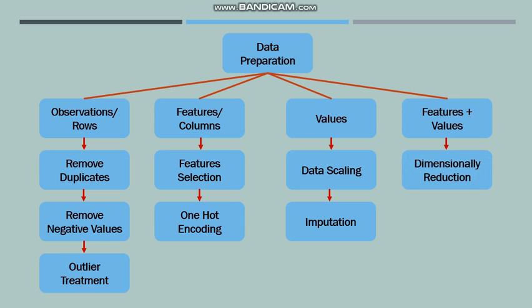Next is features plus values. So we use dimensionality reduction, in both directions, either in the features or in the values, or in the records or observations. For example, we have 1 billion records, we cannot put 1 billion records in our machine learning algorithm, or we might have 50 or 100 features or columns in our data set, and sometimes it's not possible to feed in all 100 columns. So we use this dimensionality reduction.